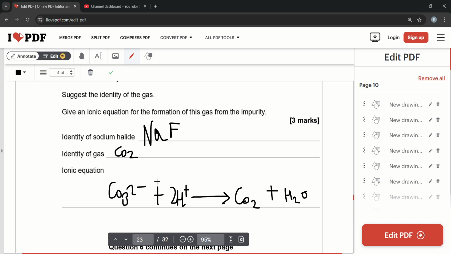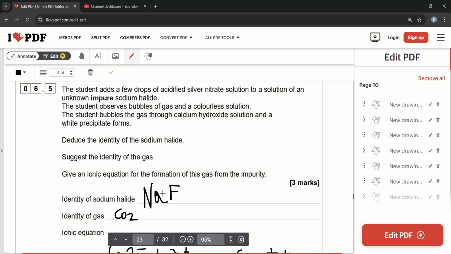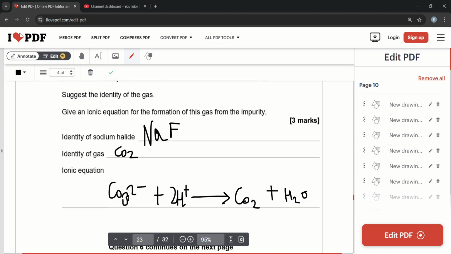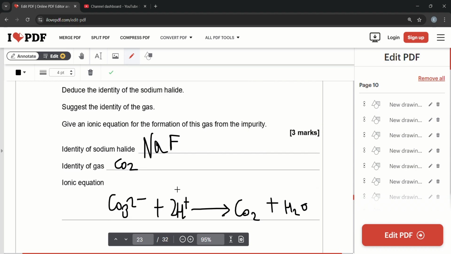I'm going to check right now. This is in the textbook as well. So yeah, if you really learn the equations in the textbook, you shouldn't really be struggling with this because you've already memorized them beforehand. So yeah, CO3 2 minus plus 2H plus to form CO2 plus H2O.